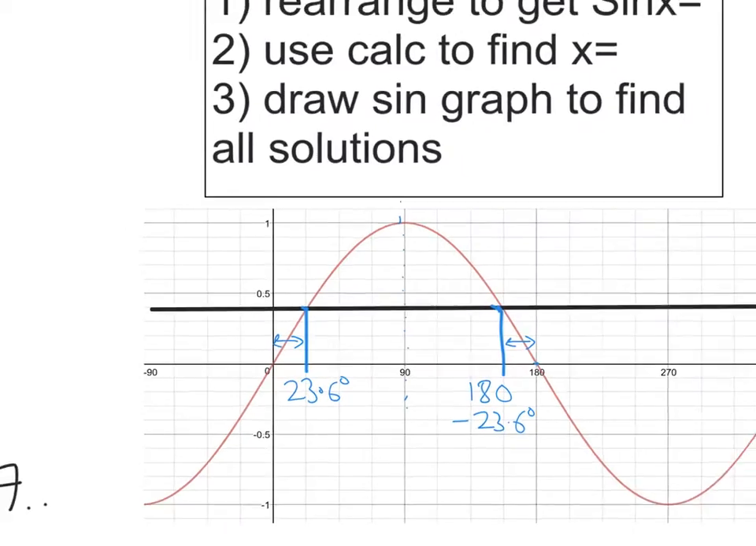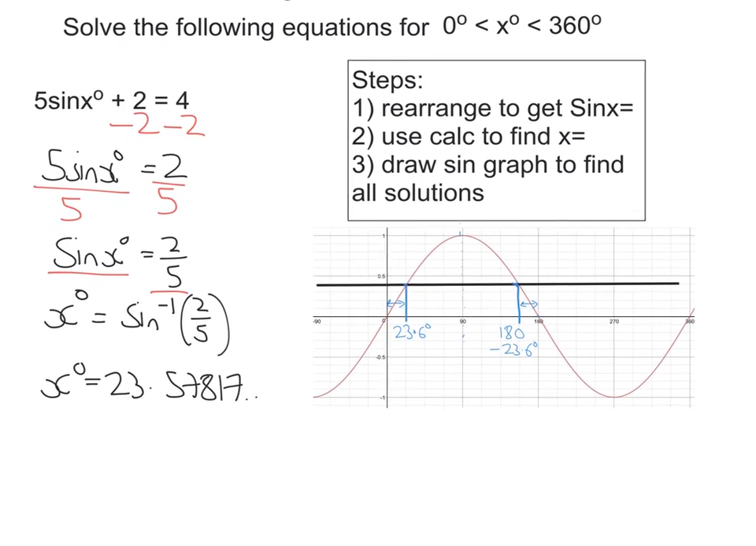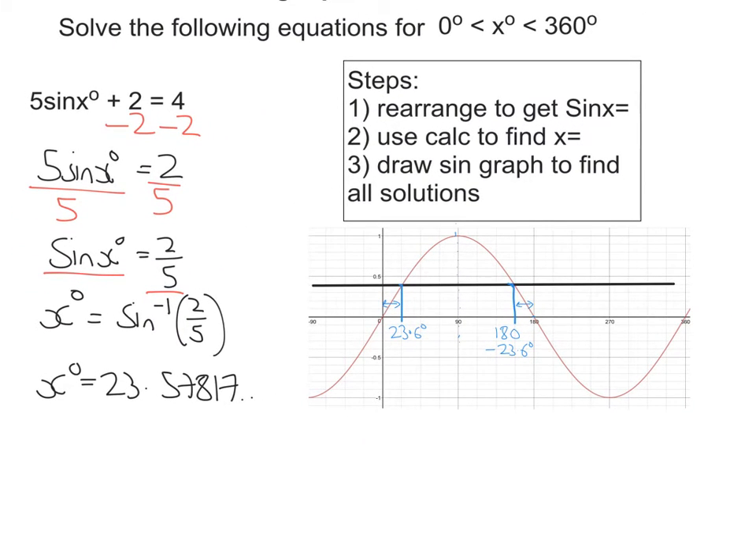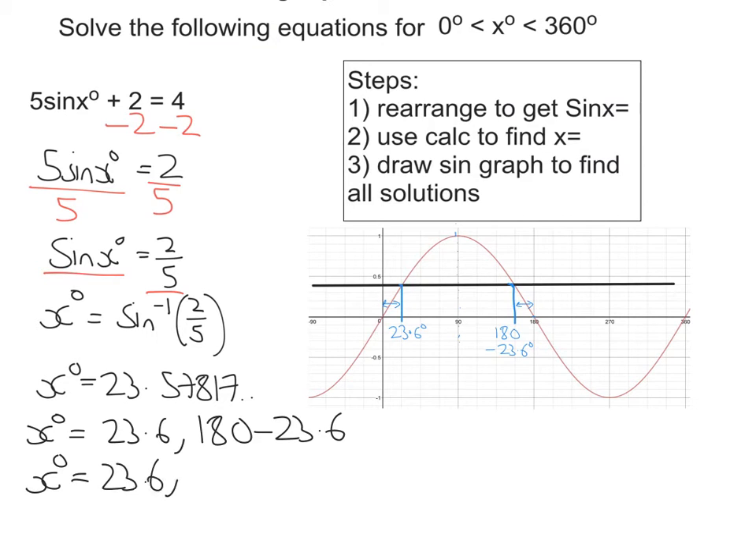Okay, let's zoom back out so we can solve this equation, find the last part. So I'm going to say that x is going to equal 23.6 or 180 minus 23.6. Doing that short bit of maths, we should get 23.6 and 156.4 degrees, and they are my two answers.